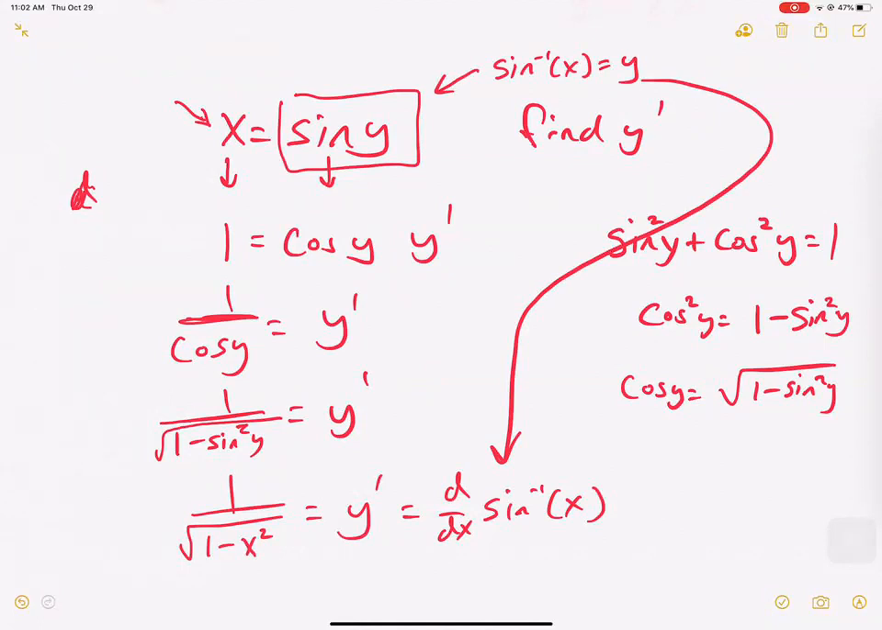Andrew put a question in the chat, sorry. What if x and y were next to each other? Oh, that means you don't like yourself and we have to do product rule.